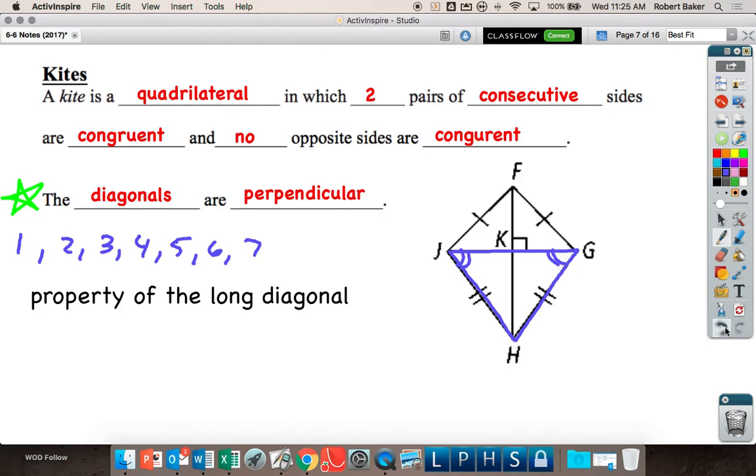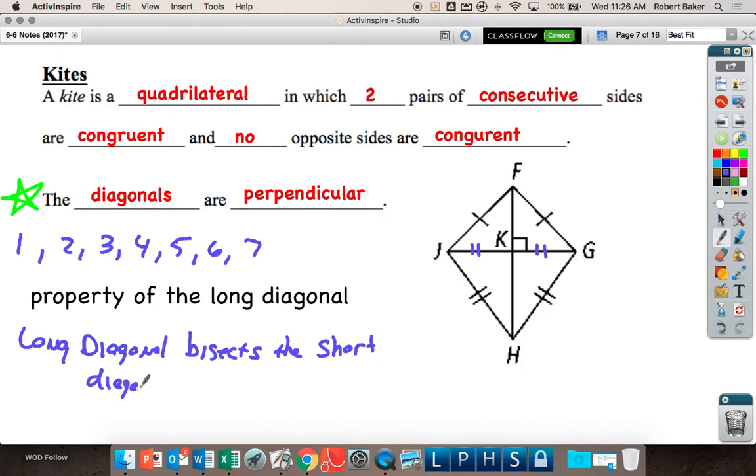Right? But as soon as you know that it's created by an isosceles triangle, what does that open up? If you draw an altitude in an isosceles triangle, then it creates two congruent right triangles. So then you get CPCTC. That means that this piece is equal to this piece. So the way you say that without screwing anything up is that the long diagonal bisects the short diagonal.